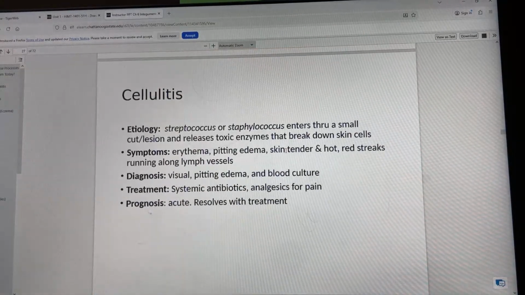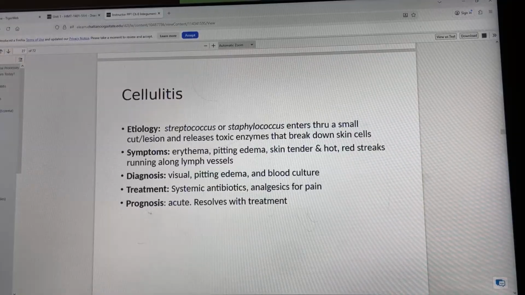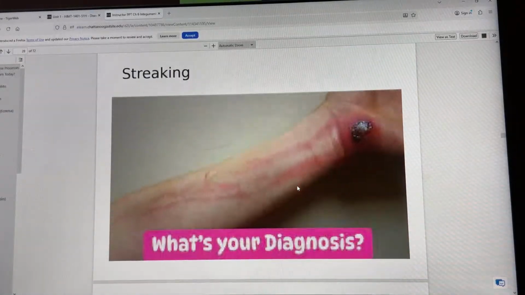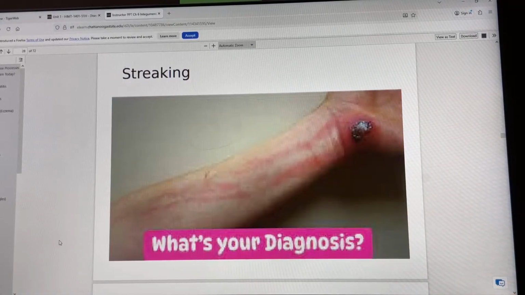The skin is usually very tender, painful, hot. They'll even sometimes have these red streaks, which look like this. It's kind of a blurry picture, I'm sorry, I couldn't find anything better. But see, he has some kind of wound here that's infected, and you can see the red streaking up the arm. That's showing you that the infection is spreading in the vessels, spreading up the arm. That's bad. We don't want streaking because that means the infection is getting spread.